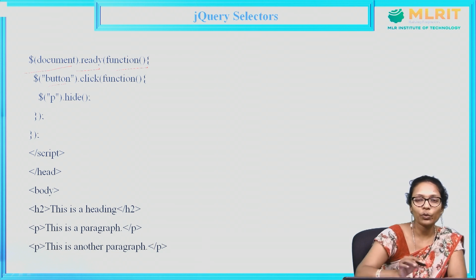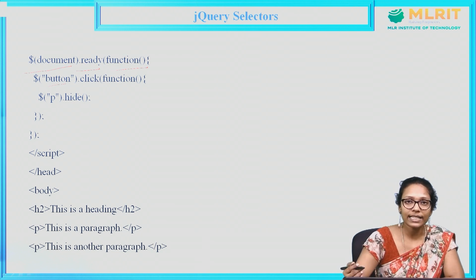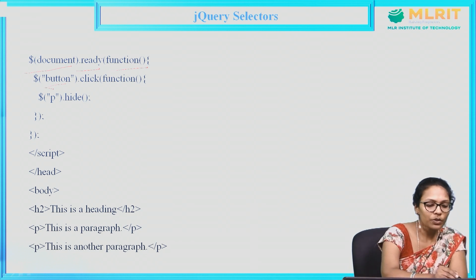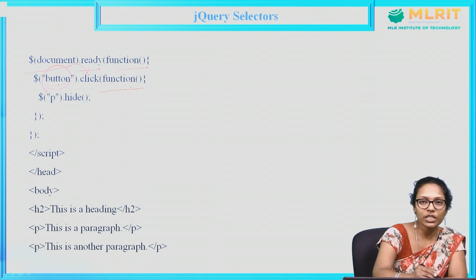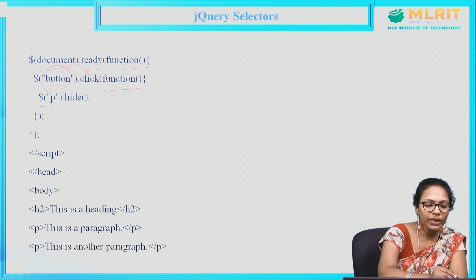This program is indicating accessing the elements, selecting the elements. If you want to select a particular element, just specify the element name. What is the element you are selecting? Button element you are selecting. So if you click on this button, what I need to do? Define a function. What is this function doing? $P, select the P element and hide that.